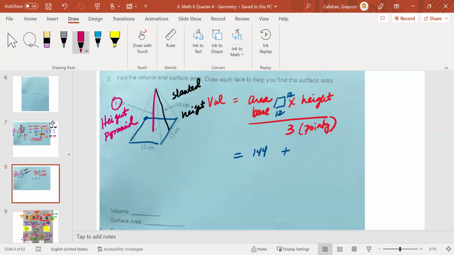Okay. So that's going to be times by 8. Okay. Now divided by 3. So go ahead and do that. 144 times 8. You got to multiply it first.